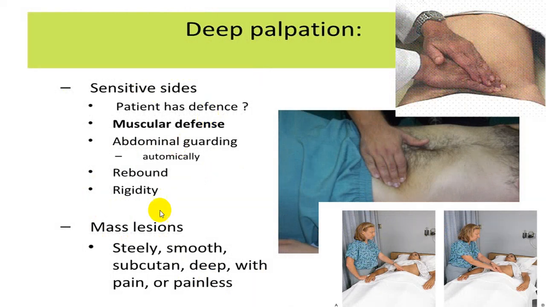In a deep palpation, you are looking for guarding and rebound tenderness, and sometimes if you are not able to pick up on superficial palpation, you can pick up on deep palpation. Usually superficial palpation is enough to identify the rigidity, but in case of a deep palpation, this is two hand method, this is single hand method.